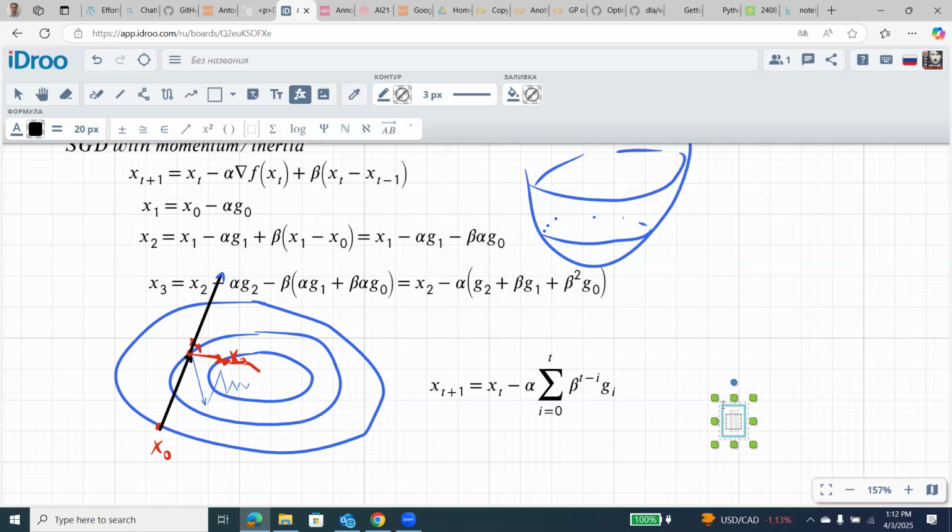And this term is called inertia. So that's why the name of this method has to do with inertia.